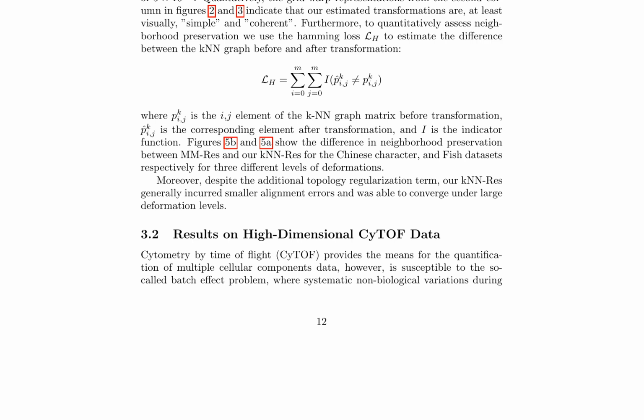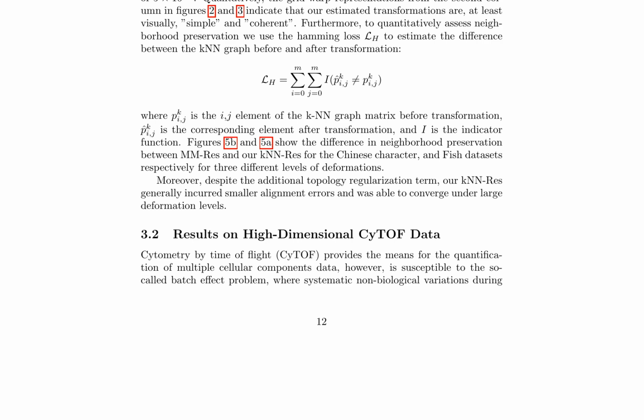Figures 5b and 5a demonstrate the difference in neighborhood preservation between MM-Res and kNN-Res for the Chinese character and fish datasets, respectively, under 3 levels of deformations. Notably, kNN-Res generally incurs smaller alignment errors and converges under large deformation levels, despite the added topology regularization term.